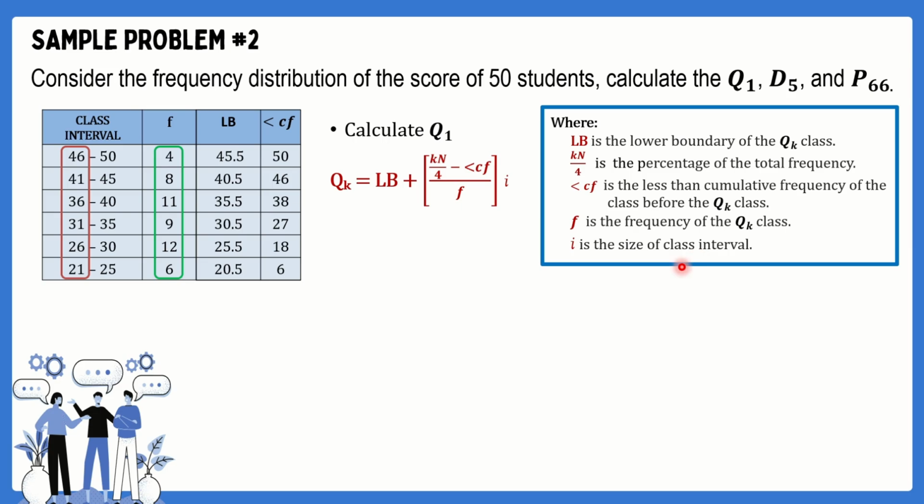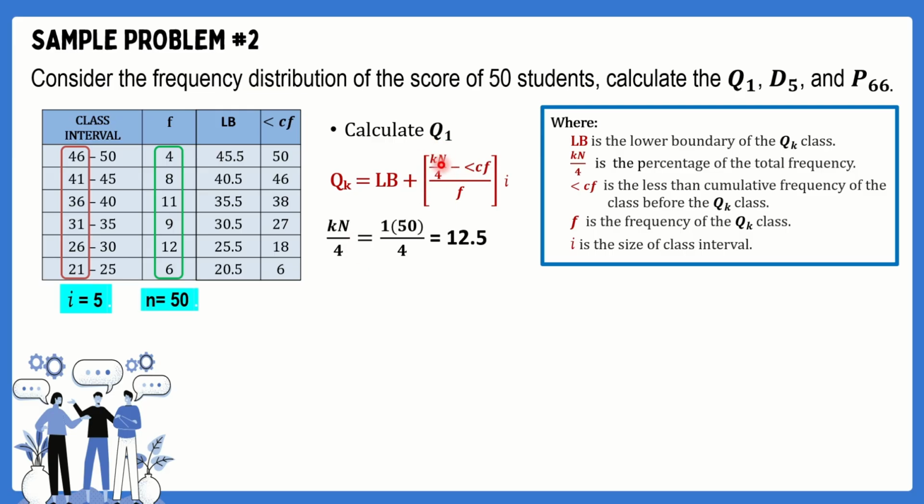class interval. So let's identify first our class width. So we have 5. Where did we get it? We have 21, 22, 23, 24, 25. So that is a class interval of five. And let's identify our n, or the total frequency.